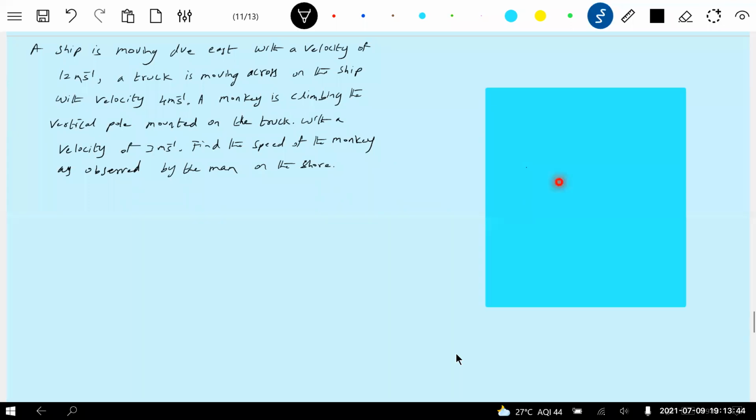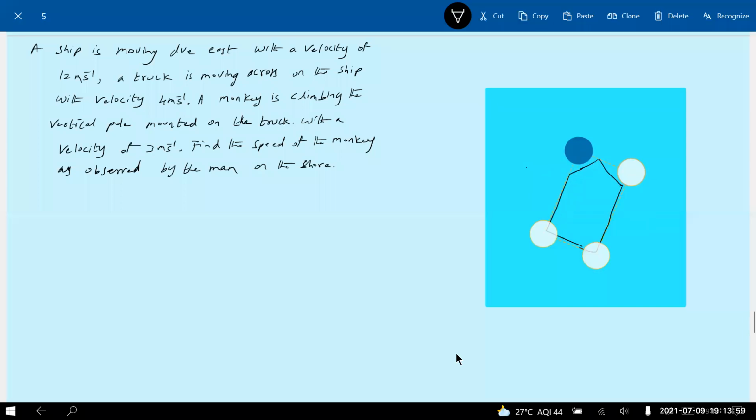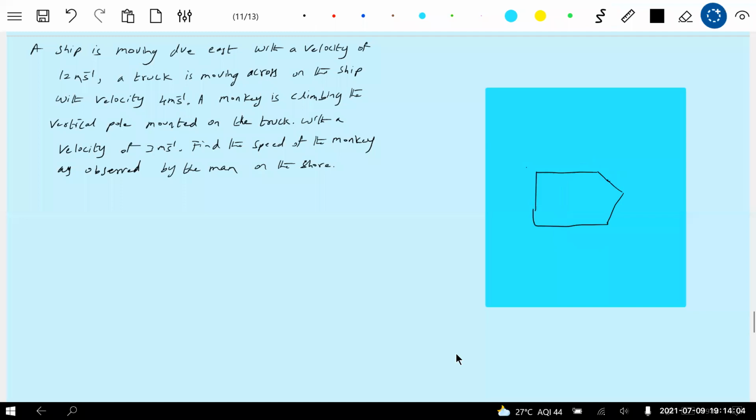A ship is moving. I think ship means it will be very big. A ship is moving due east with a velocity. Velocity of ship. There should be a sea, no? Where will the ship move? In the sea only. And this will be a shore. Seashore we see.